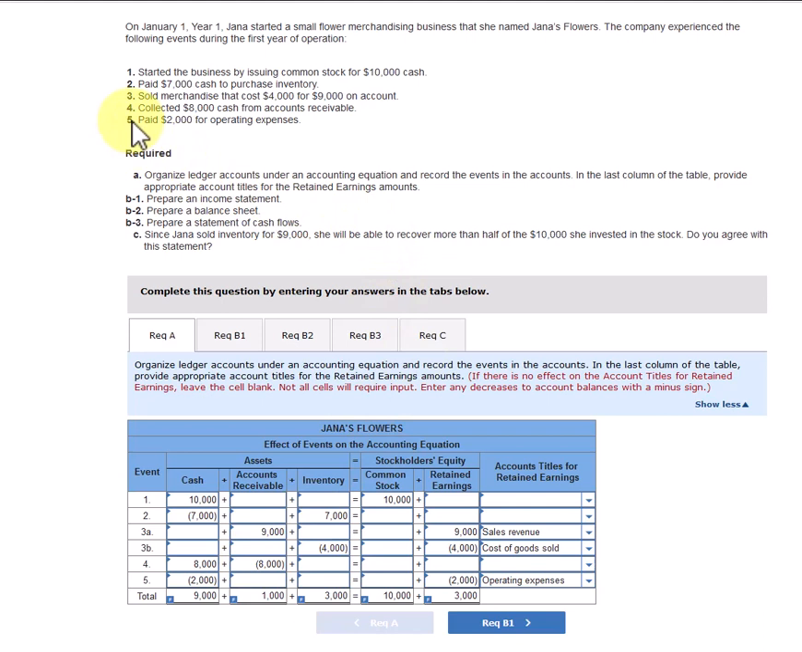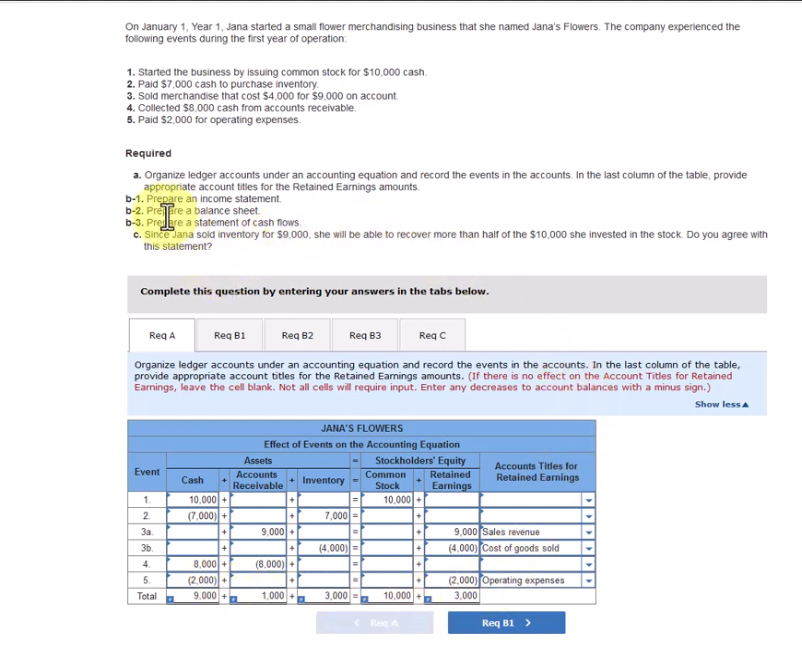All right, last one. Paid $2,000 for operating expenses. We're going to decrease the cash account for the amount that we paid for the operating expenses. We're also going to decrease the retained earnings account, and the account title is going to be operating expenses. Okay? Now, once you complete this section, I want you to make a note of these balances because you're going to need them for the next part of the assignment.